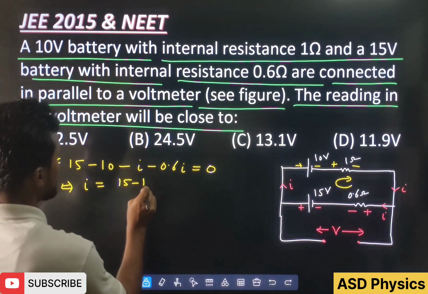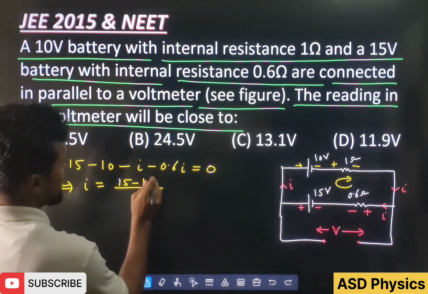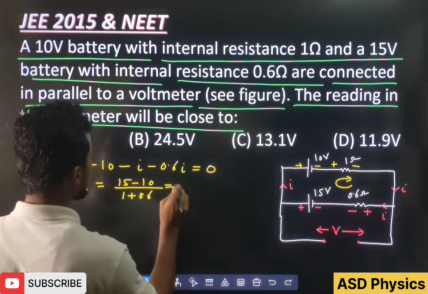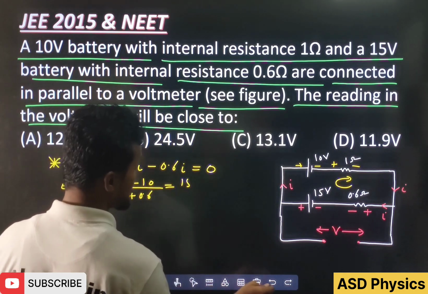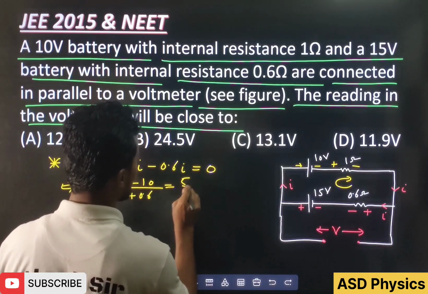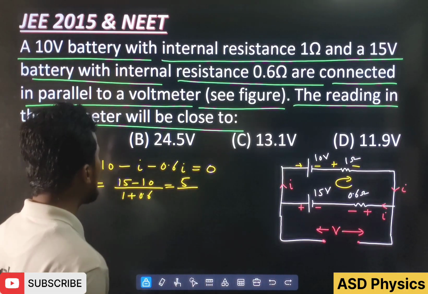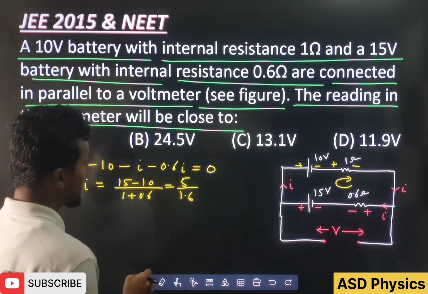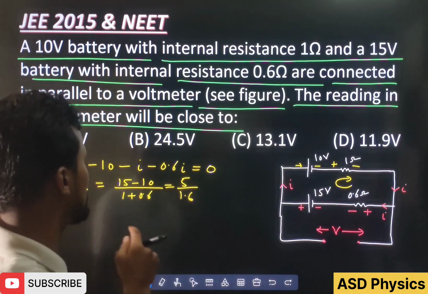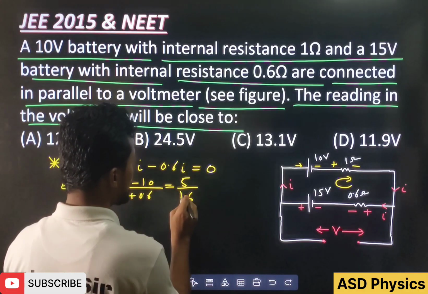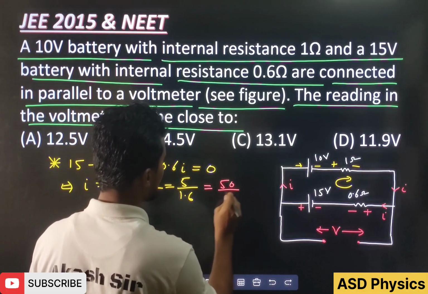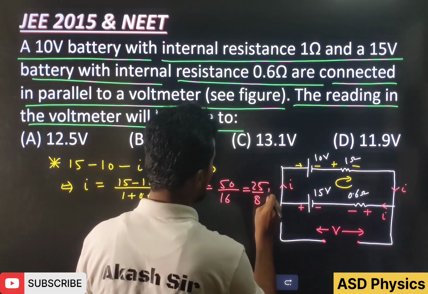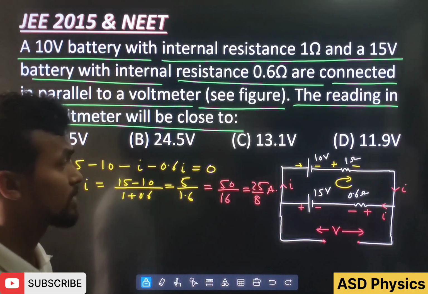I will come here: 15 minus 10 by 1 plus 0.6. 15 minus 10 means 5, is it? 1 plus 0.6 means 1.6. Now, 15 minus 10 and 1.6. So then remove the decimal, it will become 50 by 16. Cancel out by the 2, so it will become 25 by 8 ampere. Correct now? Current is flowing.